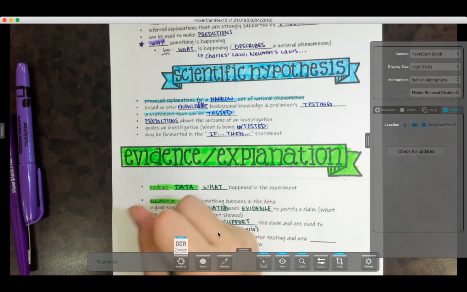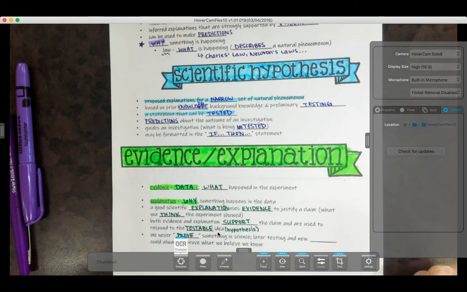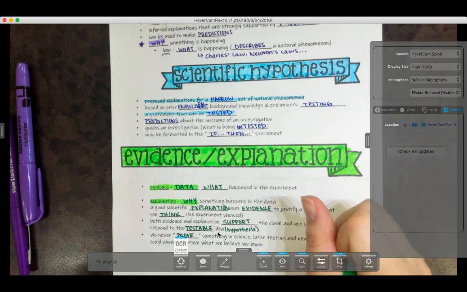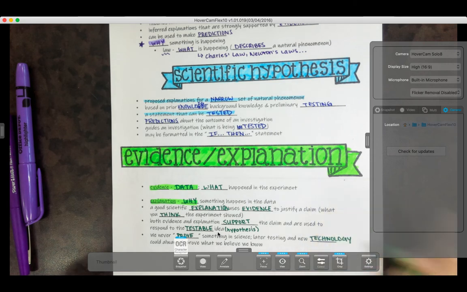We can never really prove something in science, but more testing and new technology could always disprove what we already know. So the thing about science is that we're always learning new things.